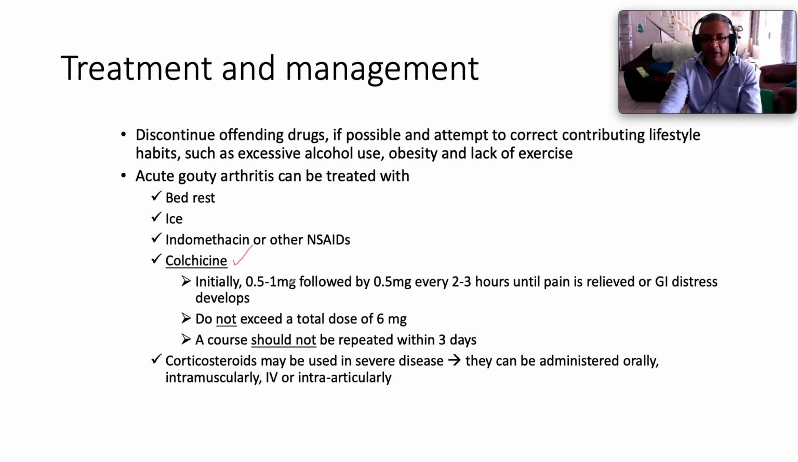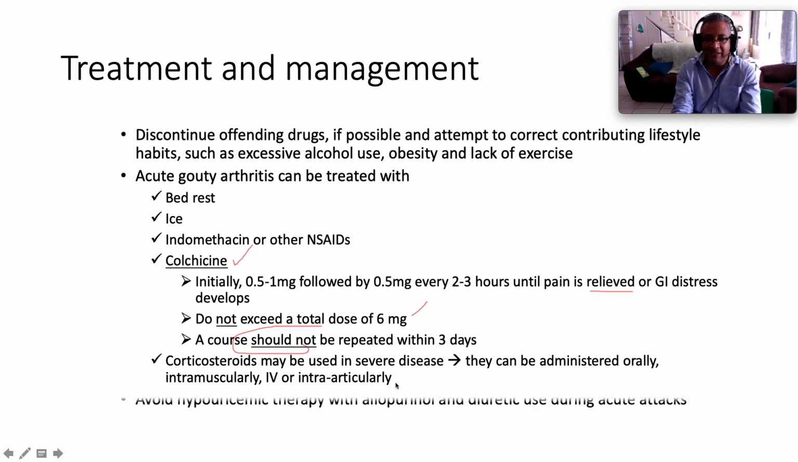Initially, we give 0.5 to 1 milligram, followed by 0.5 milligram every 2 to 3 hours until the pain is relieved or GI distress develops. Do not exceed a ceiling dose of 6 milligrams, and a course should not be repeated within the next 3 days. Okay, corticosteroids may be used in severe disease. Then they can be given orally, intramuscularly, intravenously, or intraarticularly.